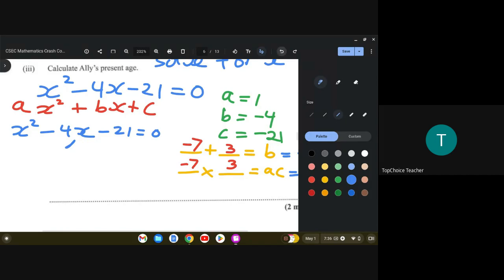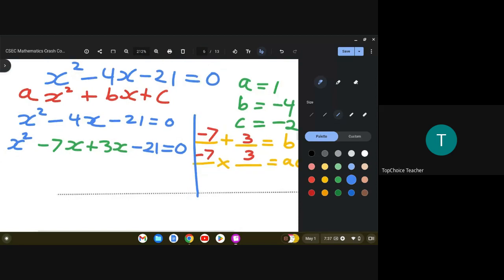So watch what happens. The x squared remains. We didn't touch that. But the minus 4x splits into minus 7x plus 3x, because minus 7x plus 3x is going to give you back minus 4x. Then you put the minus 21 equals 0.